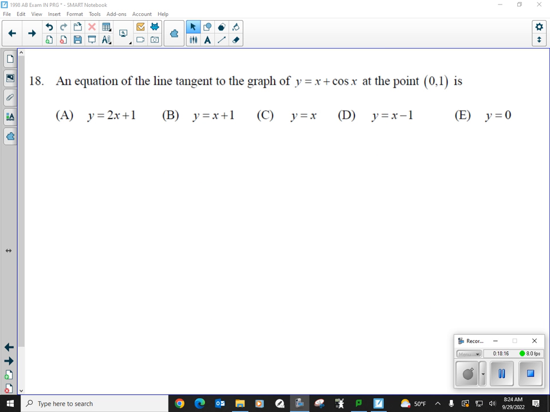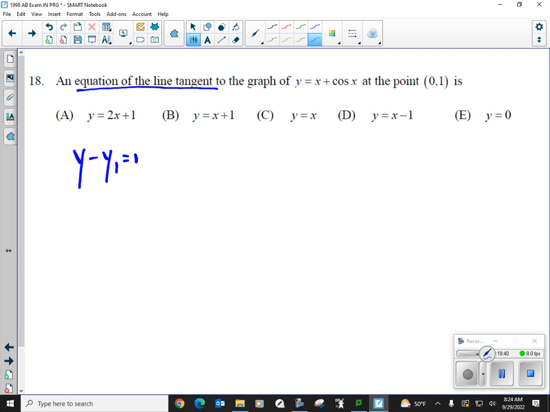18. That's a good old-fashioned calculus question right there. I mean, we said, what was this, a 24-year-old test? I like this one. Right, so number 18, an equation of a line tangent. Anytime I have the equation of a line tangent, I should immediately start with my equation of a line for calculus.